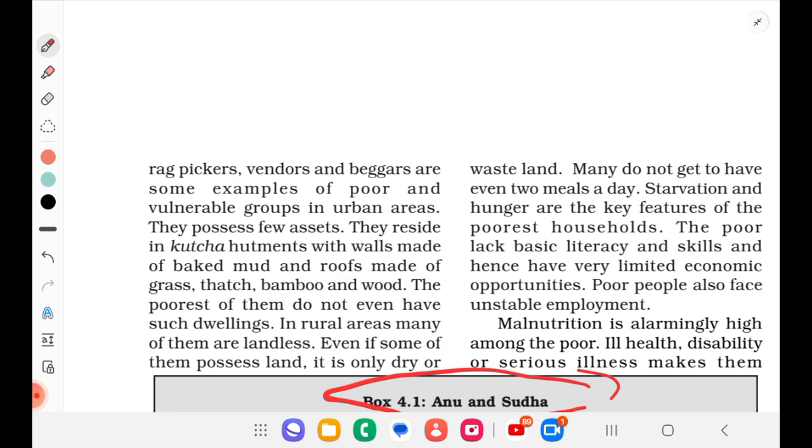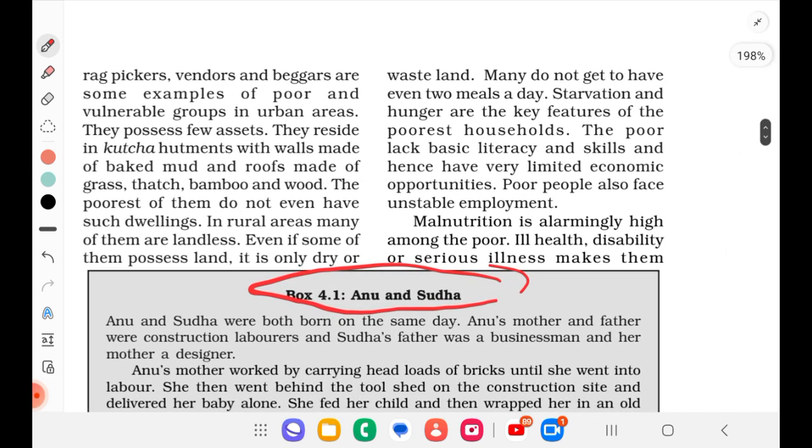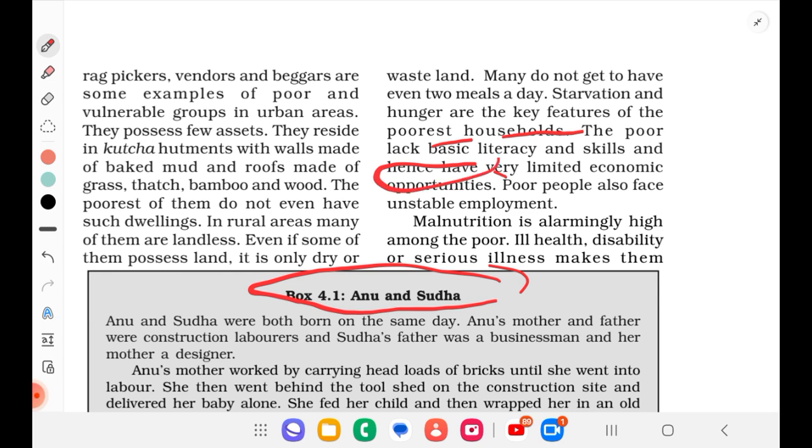In rural areas, many of them are landless. Even if some of them possess land, it is only dry or waste land. Many do not get to have even 2 meals a day. Starvation and hunger are the key features of the poorest households. The poor lack basic literacy and skills and hence have very limited economic opportunities. Poor people also face unstable employment. Malnutrition is alarmingly high among the poor.